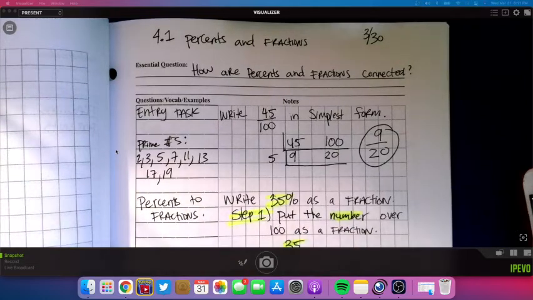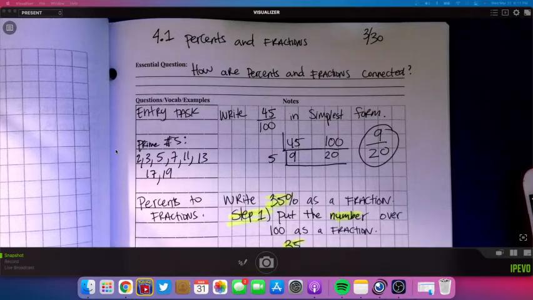Alright, this is the video recording for 4.1, percents and fractions. If you came in person this week, you got to see this lesson, but I have some students who ended up switching to online, and so you didn't get to see it. So I'm going to record it for you. First of all, please copy all the notes down and then come watch this video.